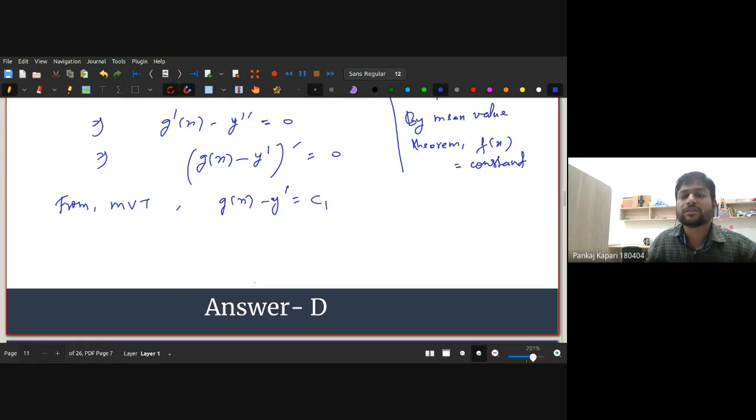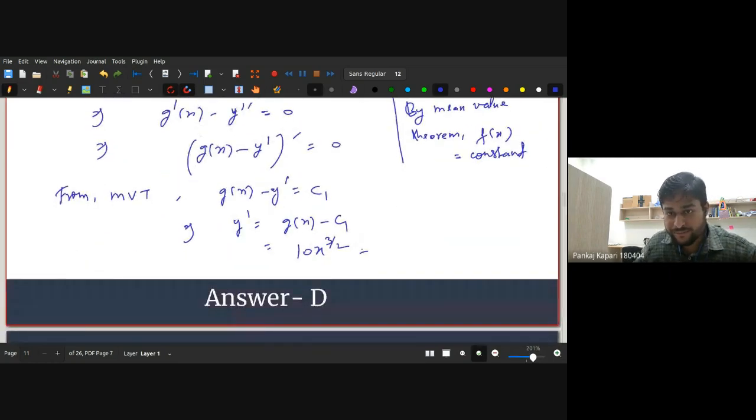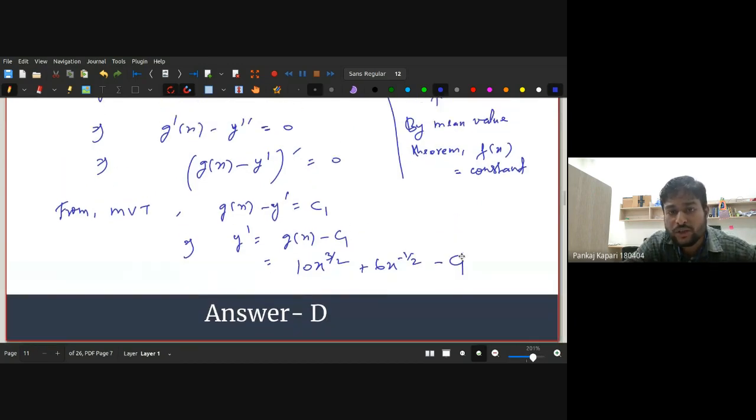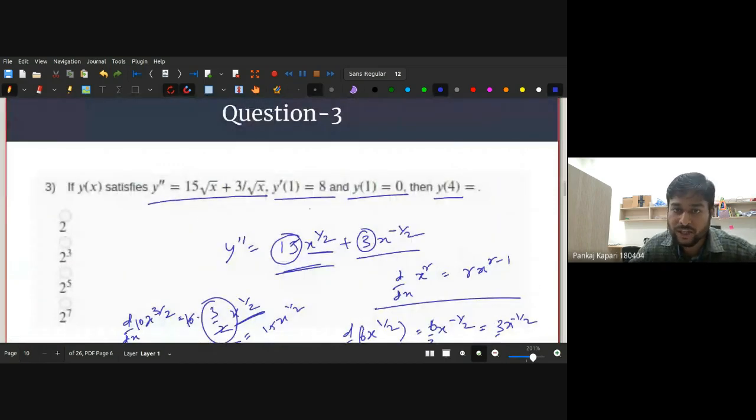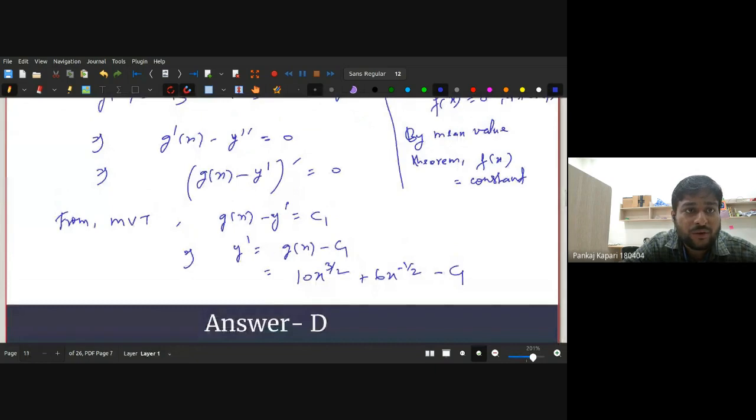Let's call it c1. Okay, so this will imply that, what is y prime? This will say that y prime must be equal to g(x) minus c1. And what was our g(x)? It was 10 times x to the power 3 by 2 plus 6 times x to the power half, and minus this constant. Now we can find out this constant using the given values, right? This first and second. So we'll use that the derivative at 1 is equal to 8. So using this we will find out what is c1, this constant.